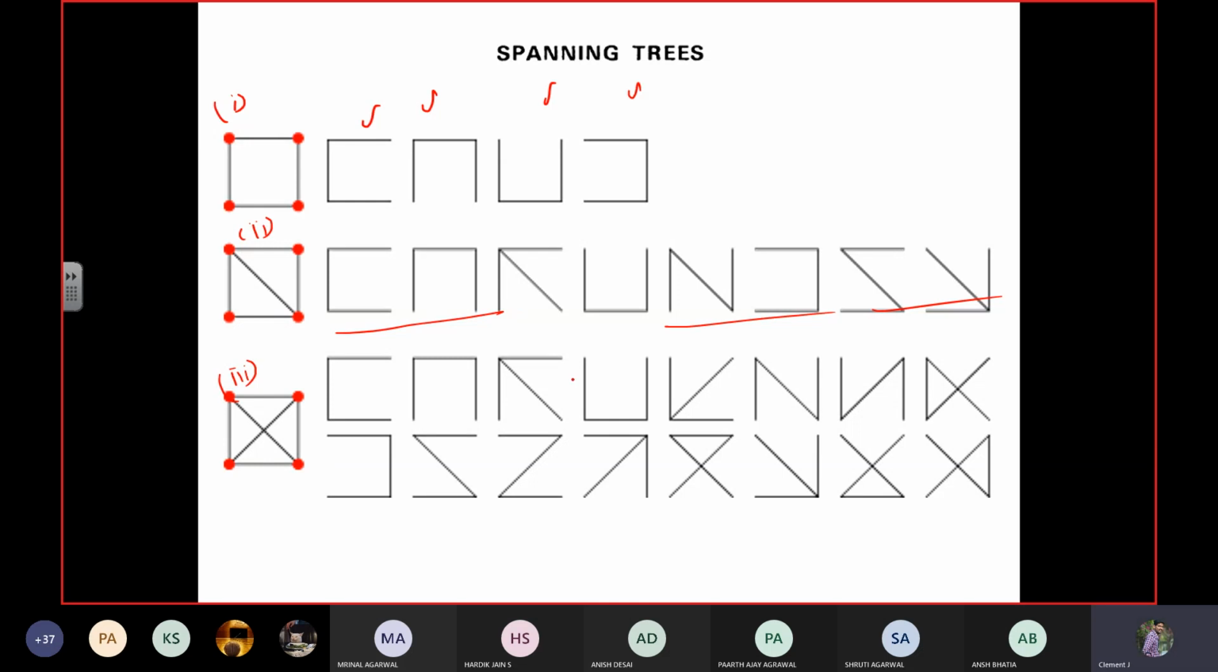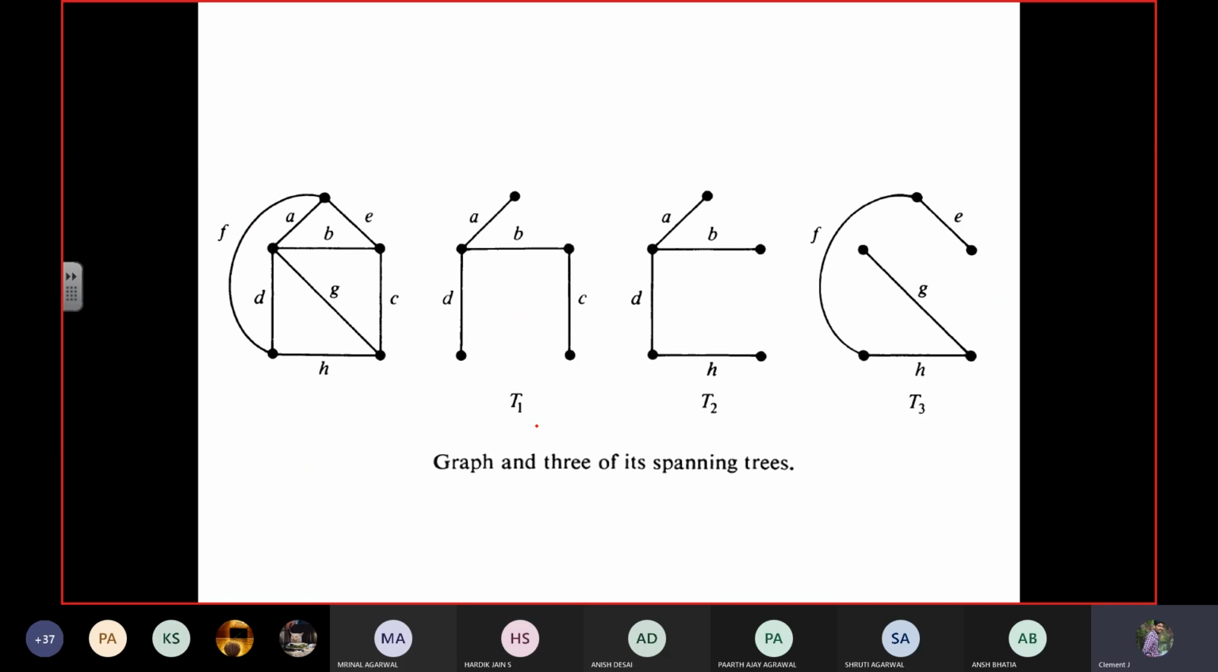Have you understood the definition of a spanning tree? Is it clear? Yes, sir. Okay. Next, likewise, they have given another graph G, for which we can draw three spanning trees. All trees are projected here. You can check that in all three spanning trees, it covers all the vertices of the original graph G.